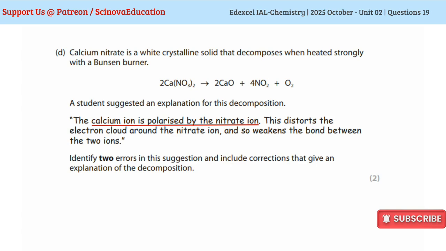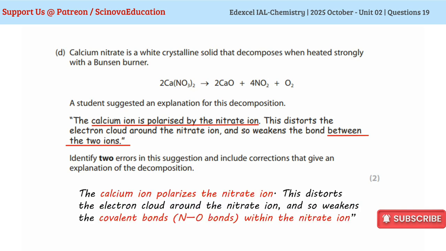And next part, this distorts the electron cloud around the nitrate ion and so weakens the bond between the two ions. It does not weaken the bond between the two ions, it weakens the covalent bonds within the nitrate ion. So the corrected statement should be the calcium ion polarizes the nitrate ion. This distorts the electron cloud around the nitrate ion and so weakens the covalent bonds or nitrogen oxygen bonds within the nitrate ion, which causes the calcium nitrate to be able to be decomposed by heat.